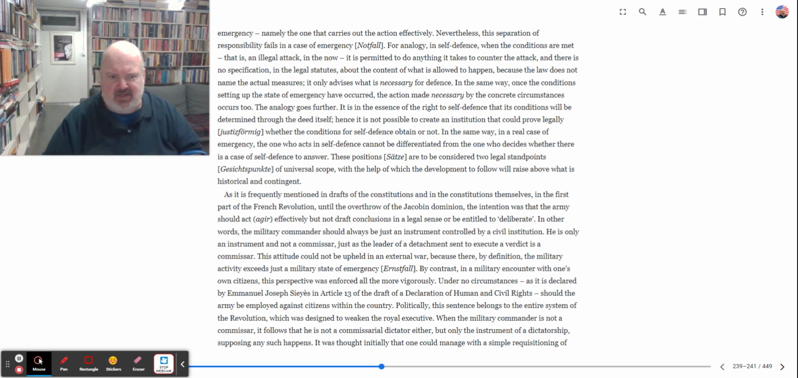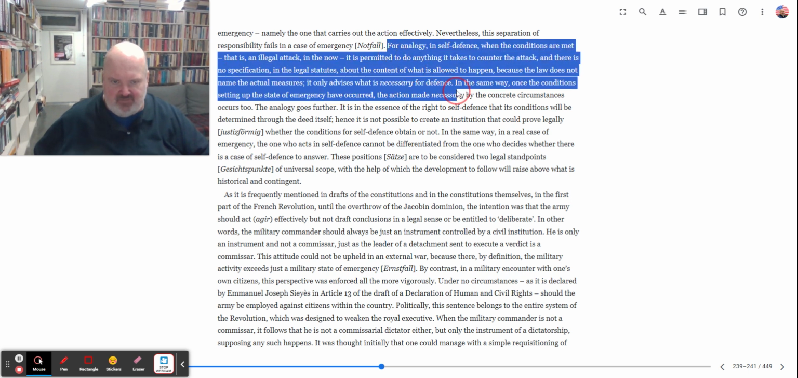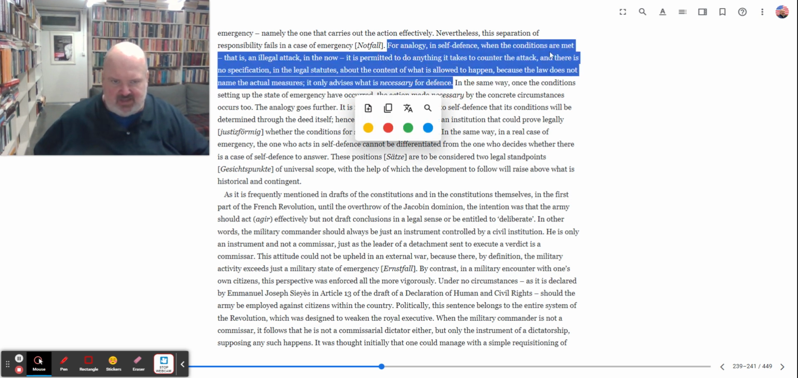For analogy, in self-defense, when the conditions are met, that is, there is an illegal attack in the now, it is permitted to do anything it takes to counter the attack. There is no specification in the legal statute about the contents of what is allowed to happen, because the law does not name the actual measures. It only advises what is necessary for defense, right? So this is the analogy he's making.